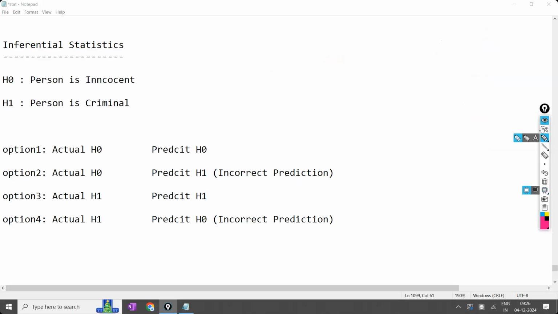Now, in inferential statistics, we have 4 different options. One is actual H0 and predicted H0. The second is actual H0 with predicted H1, then actual H1 with predicted H1, and actual H1 with predicted H0. These are the 4 different options. Whatever you are predicting, that you are accepting. For example, here you have written predict H0. Predicting H0 means you are accepting H0. Predict H0 is also called accept H0.